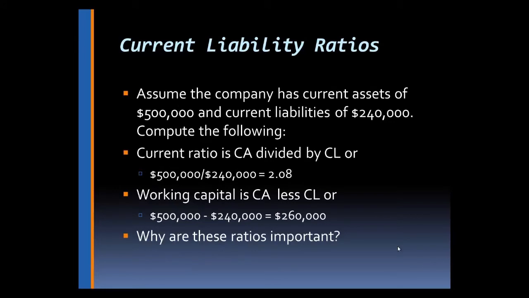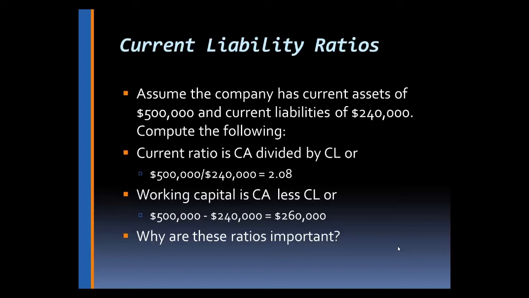Now we have some current liability ratios that are important to us because, again, as we learned, we wanted to manage our current assets. We also want to manage our current liabilities. And one of these is called the current ratio, and the other is the working capital. These are both important in managing the total working capital of the organization.